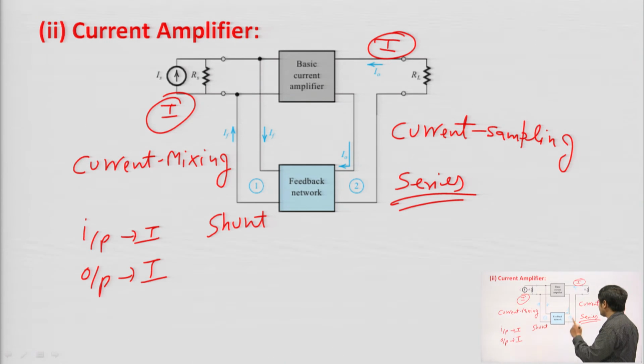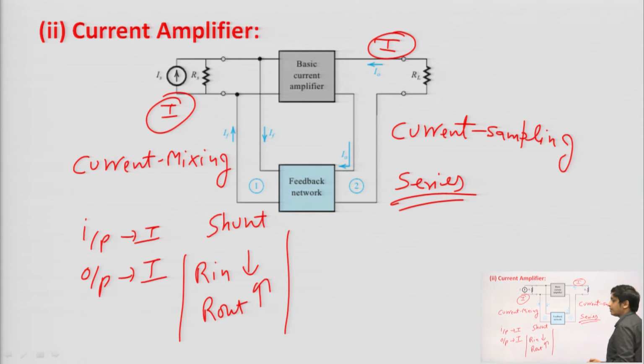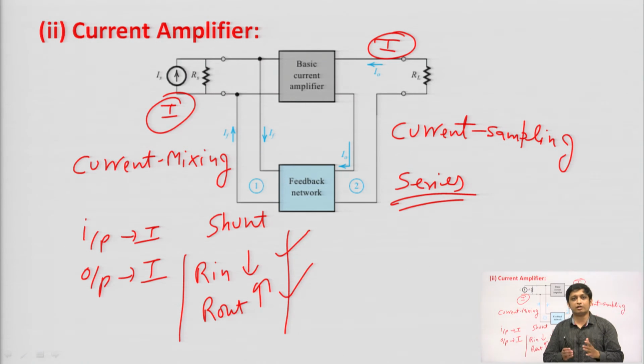It is also called current mixing, current sampling. For any current amplifier, what is desirable in terms of input and output resistance? Your input resistance should be low and output resistance should be high. And by using negative feedback in a current amplifier, the input resistance will be further reduced and the output resistance will be further increased. So whatever input and output resistance is desirable from any amplifier, negative feedback can further enhance it. That is the advantage of using negative feedback in amplifiers.